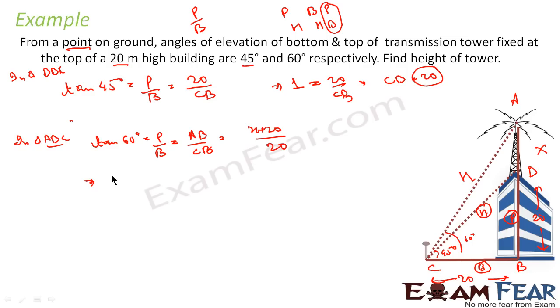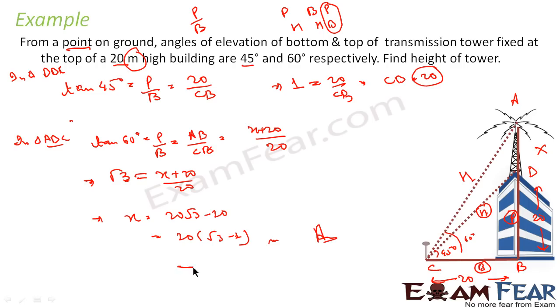Or we can say tan 60 is nothing but root 3, and this is equal to (x plus 20) by 20. So we'll solve this. x is nothing but 20 root 3 minus 20, or 20 into (root 3 minus 1), and the unit is meter. So this is meter, and that is my answer. So the height of the tower is 20 (root 3 minus 1) meters. Very simple, just try to understand the problem, draw the diagram in this fashion, the right triangle, and then you'll get the answer. Correct?